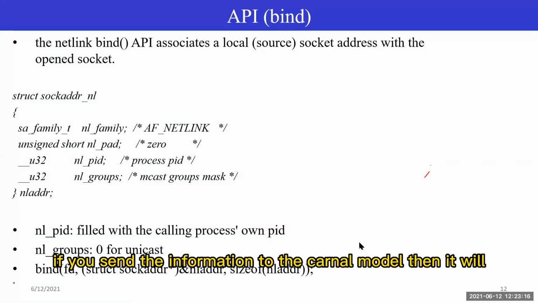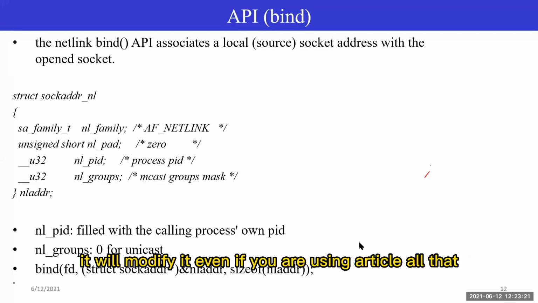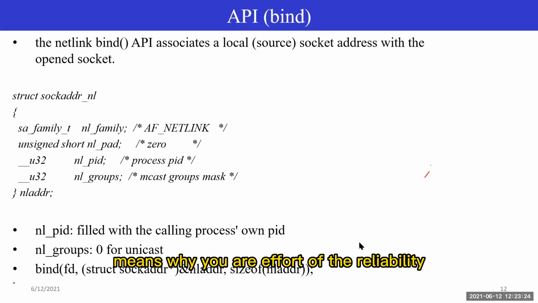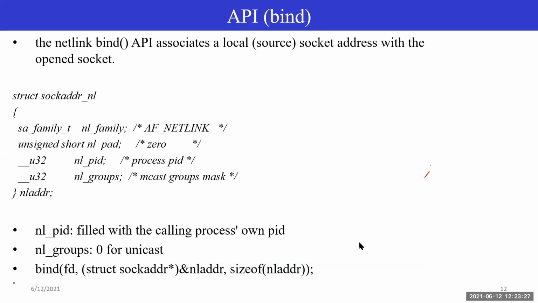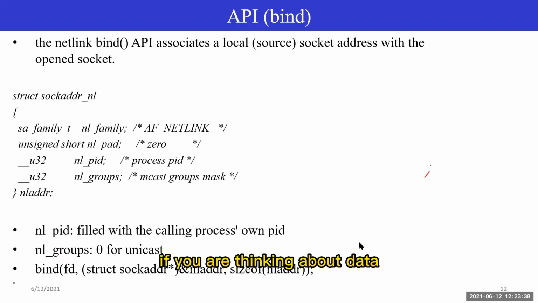If you send the information to the kernel module, then it will modify it. Even if you are using RTNL or all that, why are you afraid of the reliability? If you are thinking that you will send the packet and the kernel module will not receive it, if you are thinking about that reliability, there is no such problem. If you send a message from the user application, the kernel will definitely get that. Similarly, if the kernel gets a notification, user space will definitely be notified.